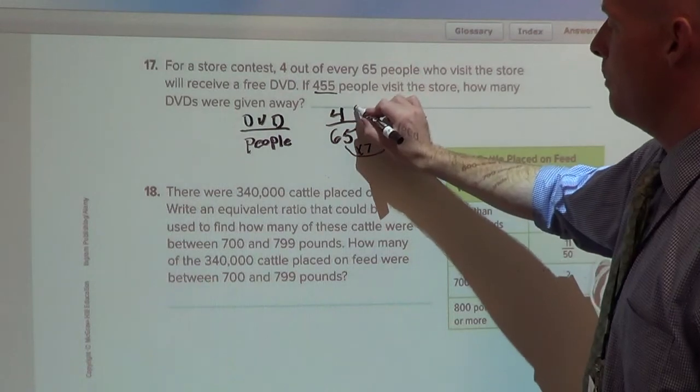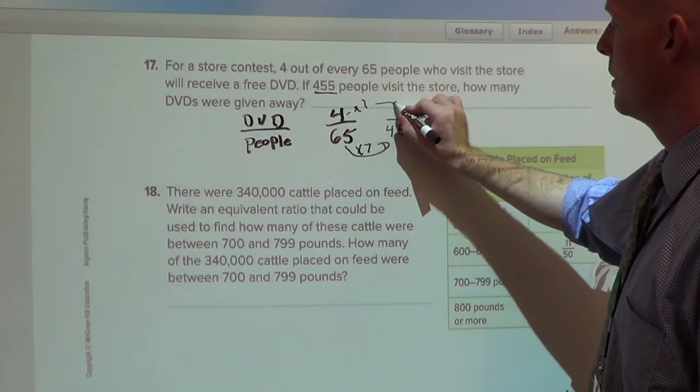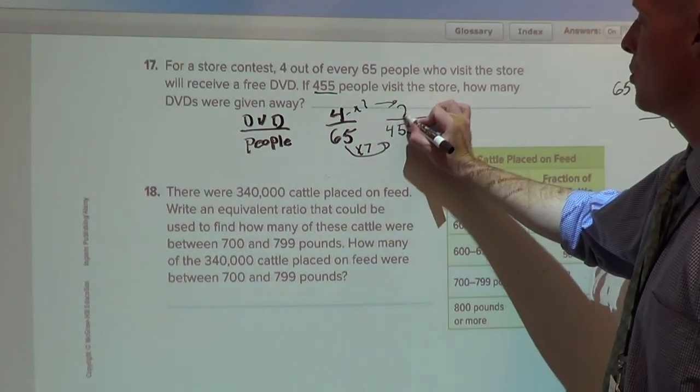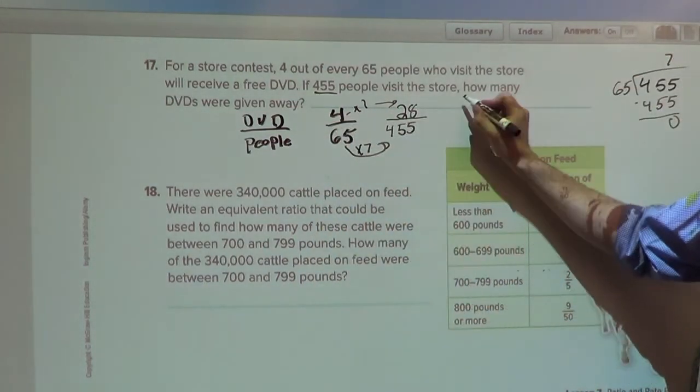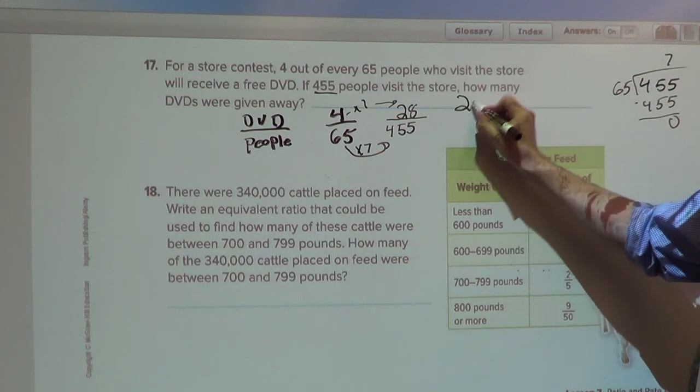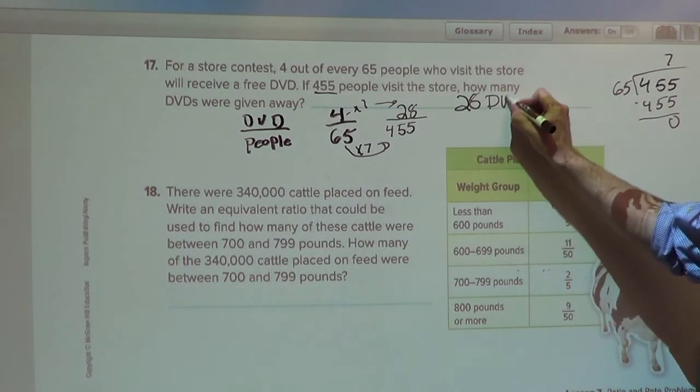And now to the top, we do times 7. 4 times 7 is 28. So therefore, how many DVDs? The answer is 28 DVDs.